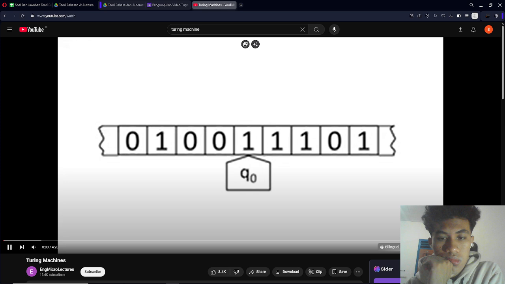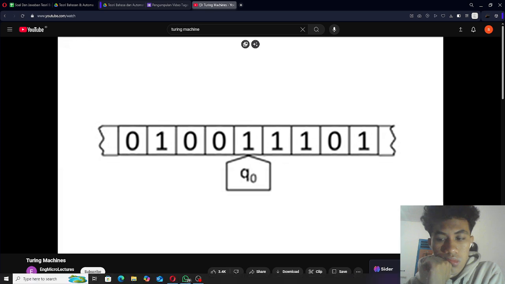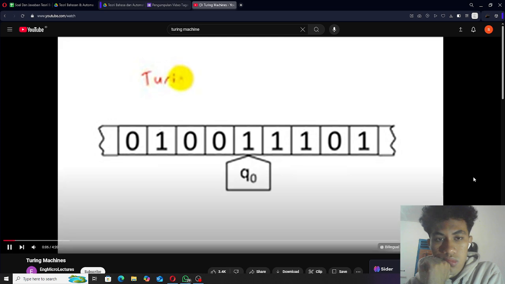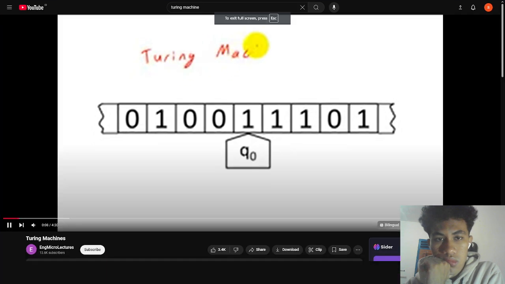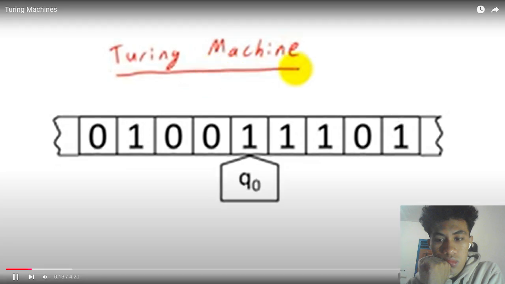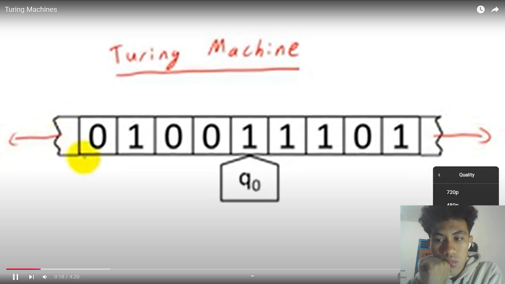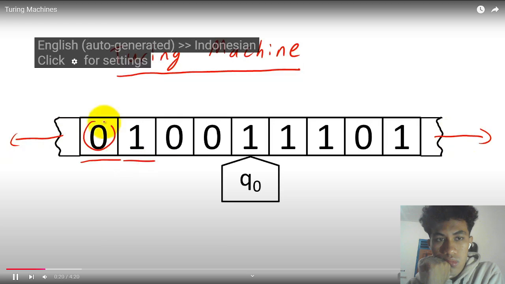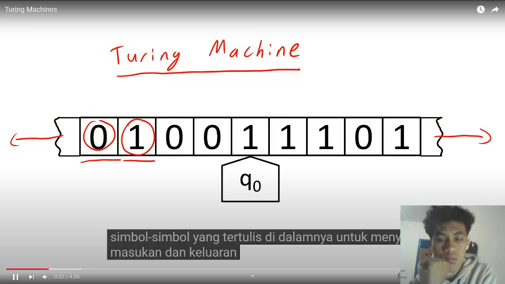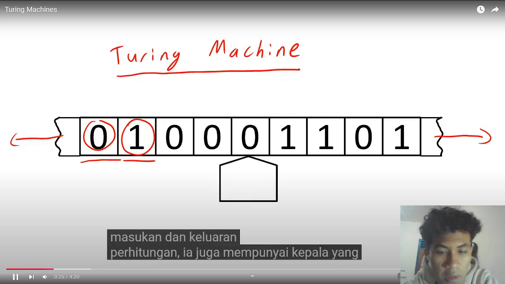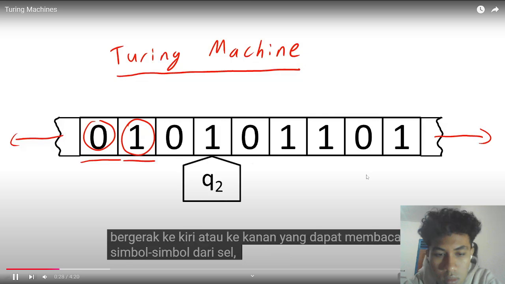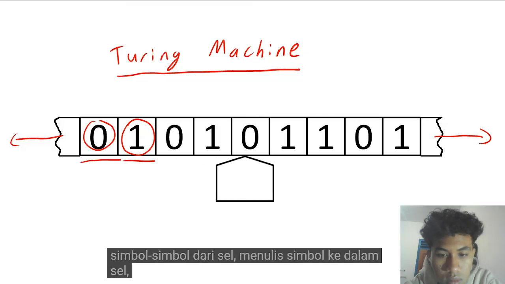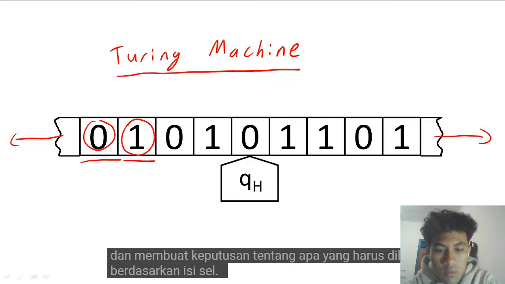A major concern of early computer engineers, such as Alan Turing, was whether certain mathematical tasks were computable. To answer this question, Turing created the Turing Machine. This hypothetical machine uses an infinitely long strip of tape composed of a series of cells with symbols written on them to store the inputs and outputs of computations. It also has a head that moves to the left or right that can read symbols from the cells, write symbols to the cells, and make decisions about what to do based on the contents of the cell and its current state.